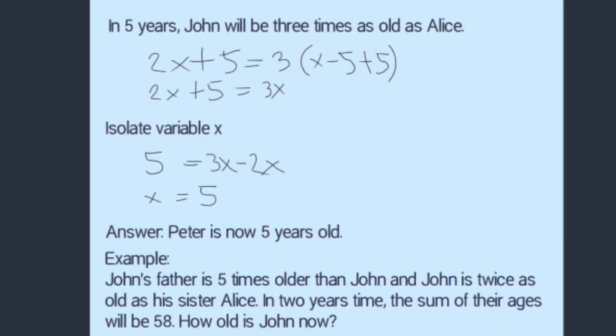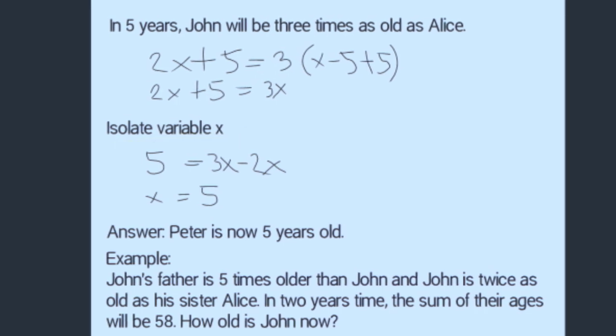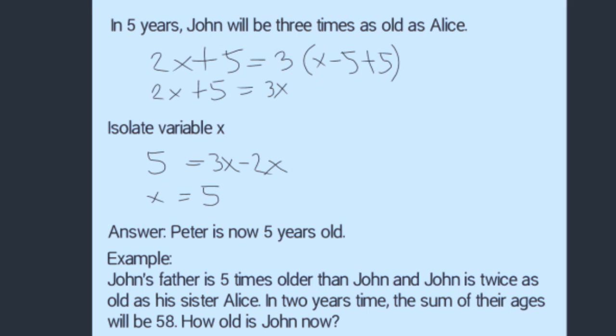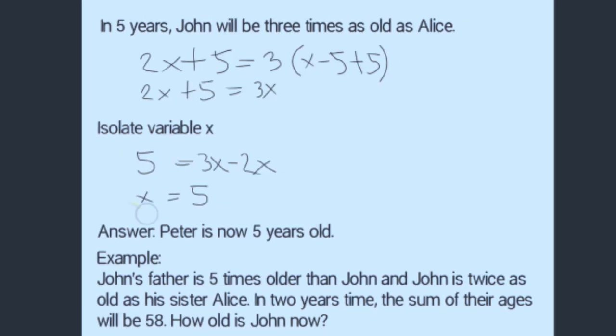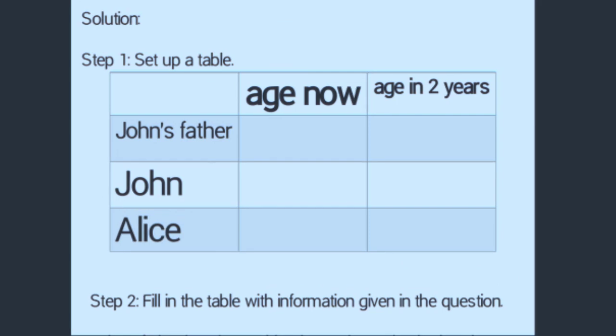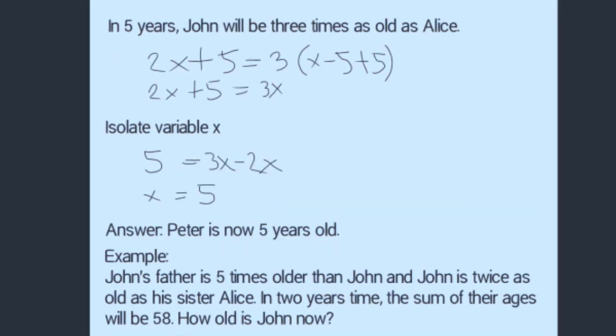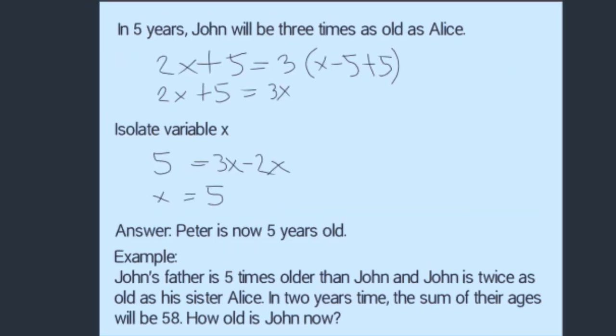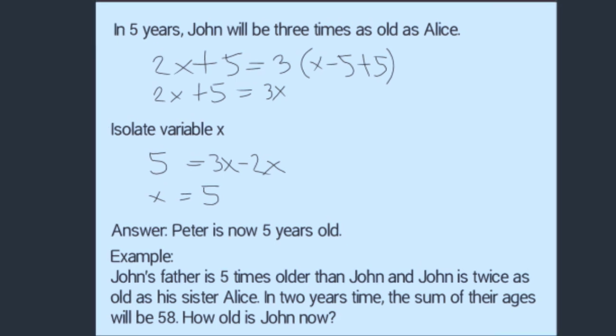So, isolate the value of X or find the value of X. So, ilagay natin si 2 dito sa side. So, we have 3X minus 2X. Same lang si 5. Then, X is equal to 5. So, now, the answer is Peter is now 5 years old. So, yan po. That is one of the simplest age problems.